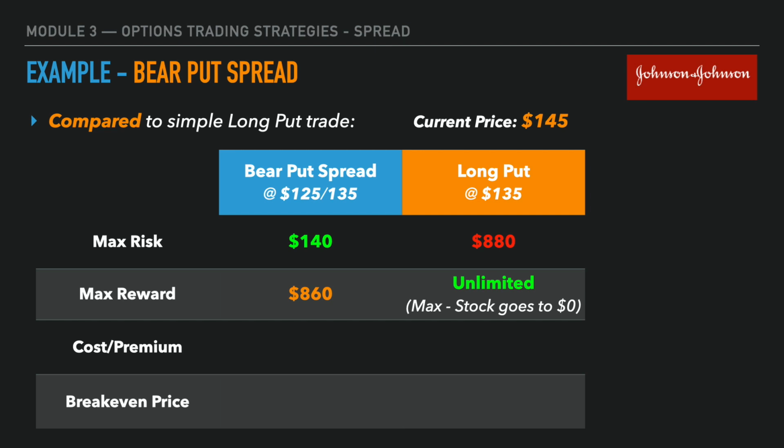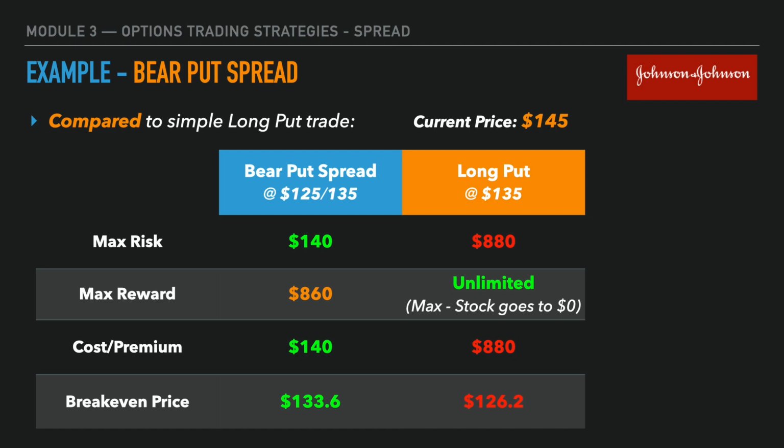But the maximum downside a stock can go to is 0. The total cost for taking a bear put trade is much lower compared with directly buying a put option. And finally, the break-even price for the bear put is at $133.6. But if you're directly buying a put option at a $135 strike, your break-even price will be at $126.2, which is much lower than the bear put trade.